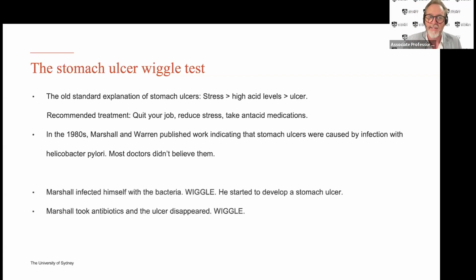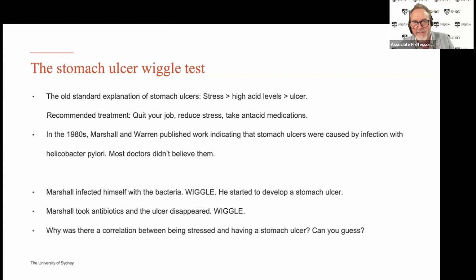They did a wiggle test, and a really gross one. Marshall infected himself with the bacteria, and then he noticed he started to develop a stomach ulcer. And then he took antibiotics, which killed those bacteria, and the stomach ulcer started to get better. So he was wiggling the level of bacteria in his stomach, and he noticed that the stomach ulcer developed and then went away as he wiggled that. That's very strong evidence that the stomach ulcer is caused by the bacterial infection.